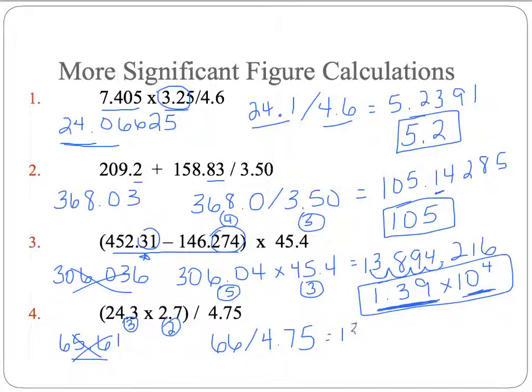is 13.8947 in your calculator. But again, looking at those numbers, this has 2 significant figures, this one has 3. I need that to have 2 significant figures. So that would be the 1 and the 3 right there. But again, this 8 right there is going to round that 3 up to a 4. So my answer will end up being 14 on that one.